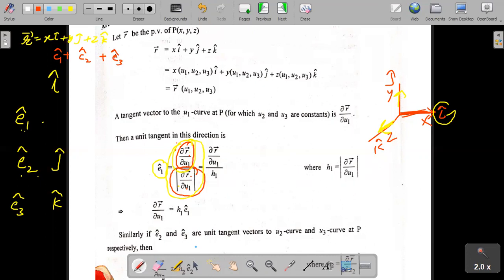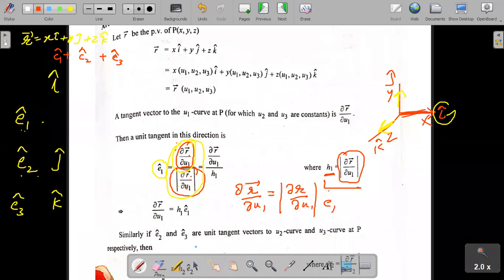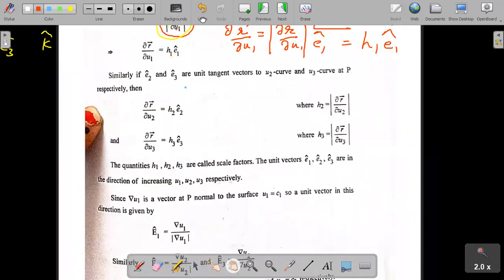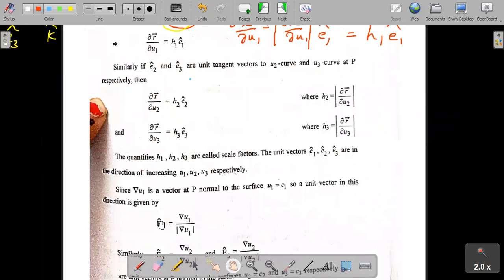और एक और notation हमने याद रखनी है, that is like this magnitude del r by del u1, इसके magnitude को हम h1 बोल देते हैं. So you see this vector del r by del u1 is nothing but its magnitude into direction. So magnitude को हमने नाम दे दिया h1. So this is h1 e1 cap. Similarly, del r by del u2 will be h2 e2 cap, and similarly del r by del u3 is h3 e3 cap. यहाँ तक clear है बेटा?